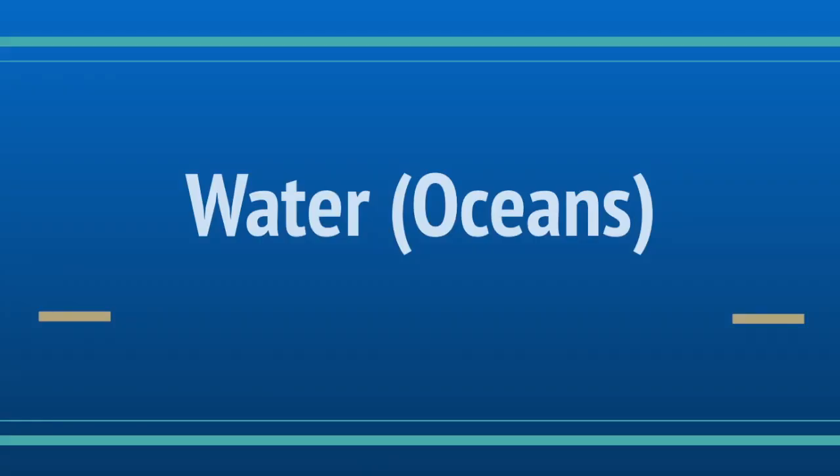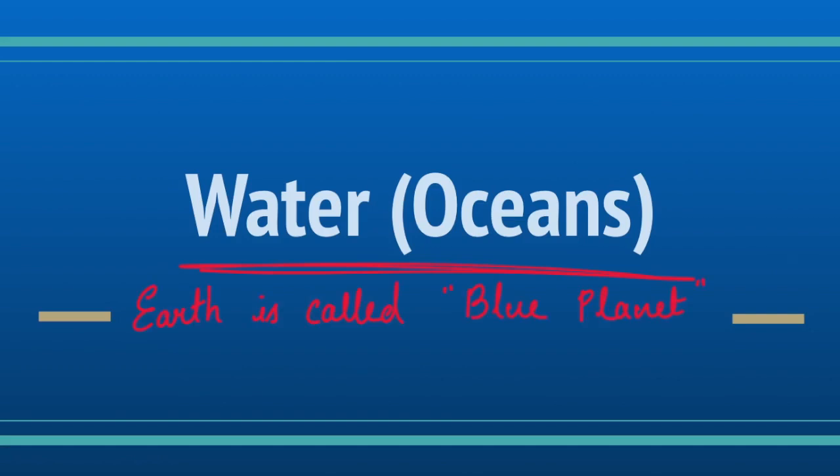In this session, let's discuss water or oceans. So we know that water is an essential component of all the life forms that exist over the surface of the earth. Water is a rare commodity in our solar system. There is no water on the sun or anywhere else in our solar system. Only the earth is sufficiently lucky to have an abundant supply of water on its surface. Hence, our planet Earth is called a blue planet.